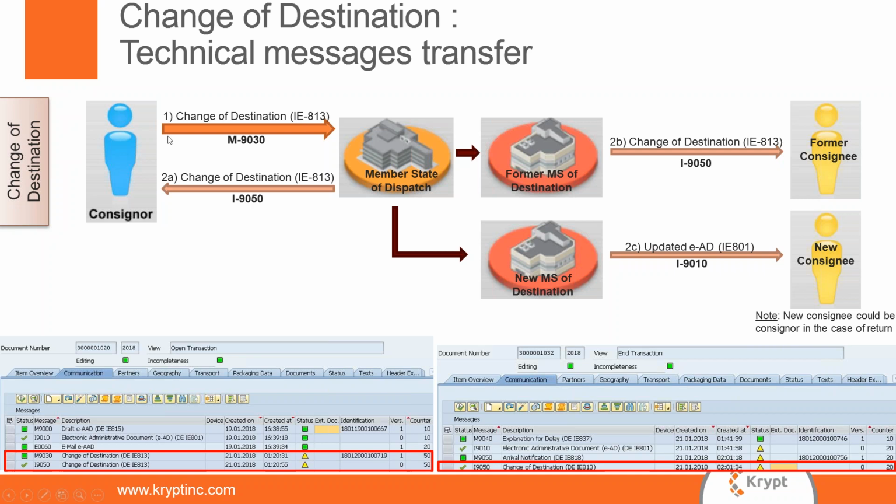So a message would start from the consignor perspective. It will be cascaded down to the member state of dispatch, to the former member state of destination and the new member state of destination. The old former consignee will receive the change of destination request, while the new consignee will receive a fresh electronic administrative document.